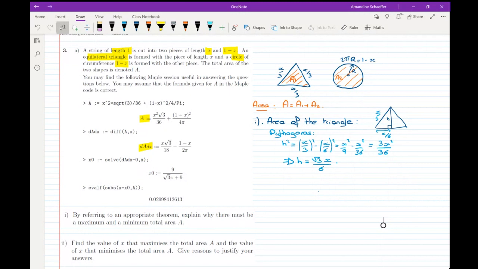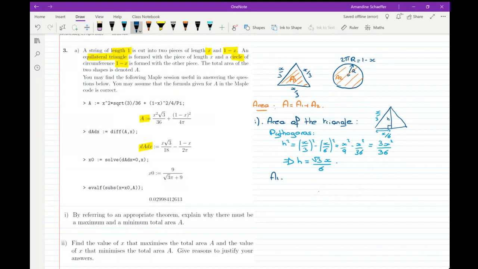Yeah, okay, that's true. If you find something else quicker, just use it. Can you just state the area since it is given in the Maple session? Honestly, I would say no. That's fine, it's not gonna take you too long.